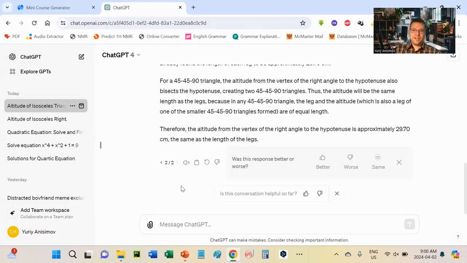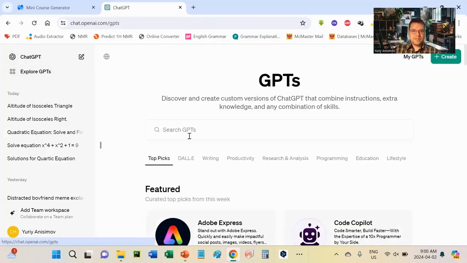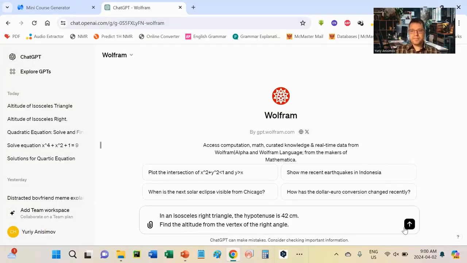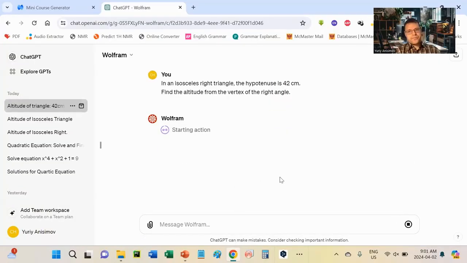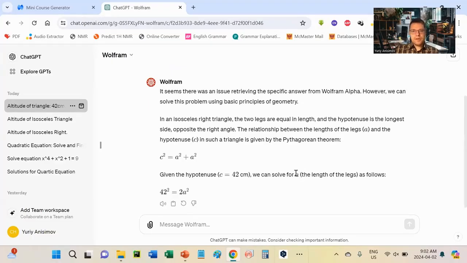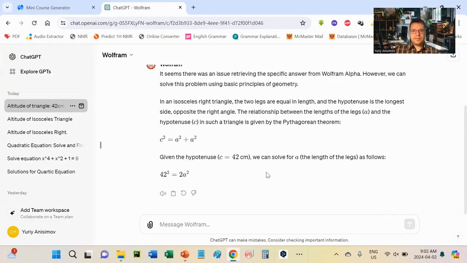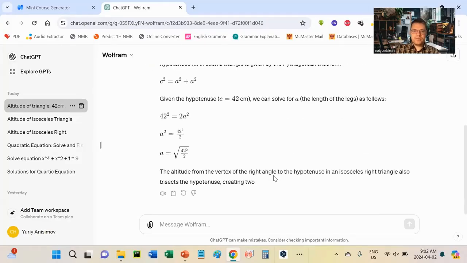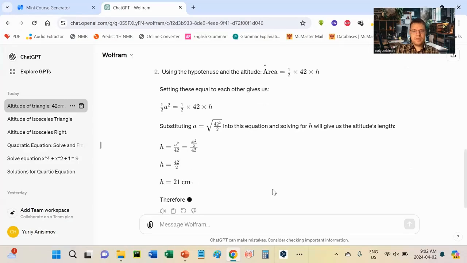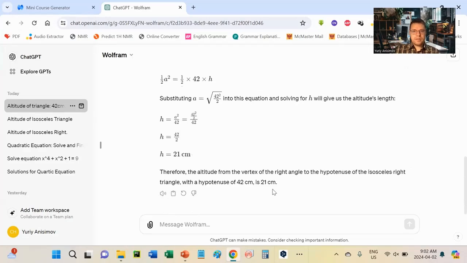Let's go to Wolfram Assistant and see what it will say. Let's go to GPTs. Wolfram. Control V. And let's see. Allow. It ran into an issue. Basic principles, and it's the same solution as GPT-4 offered. No, not exactly the same. And for some reason it's calculating the area, why? But hey, finally it came up with the correct answer.